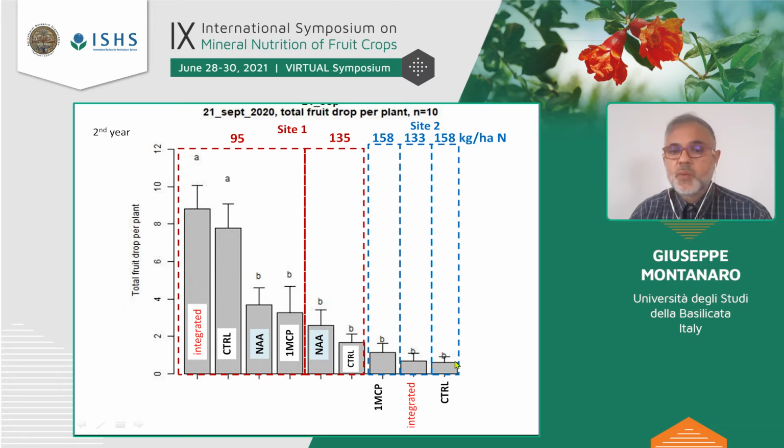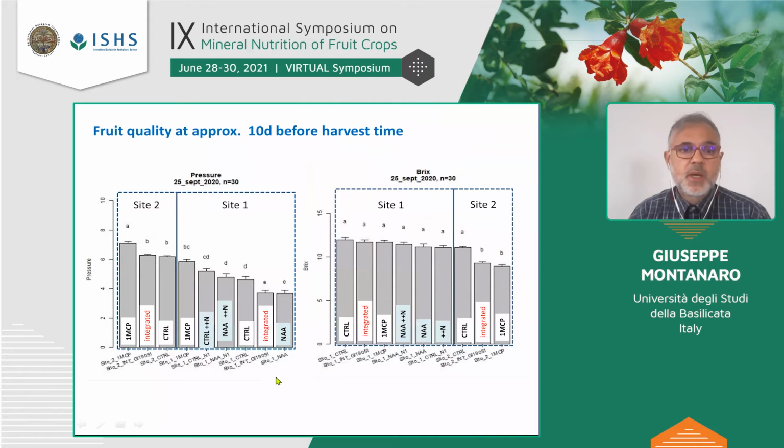At site 2, we did not get so many differences because fruit drop was low in all treatments. Some information about fruit quality and about the Brix level: you can see that substantially there were no differences among treatments, except for these 2 treatments in site 2, which were less mature compared to all the others.